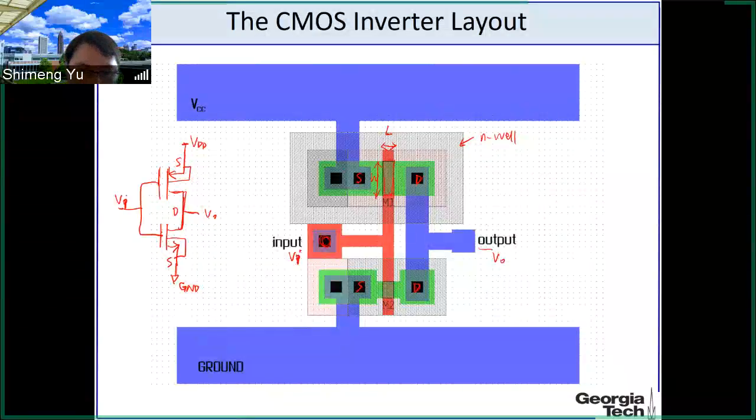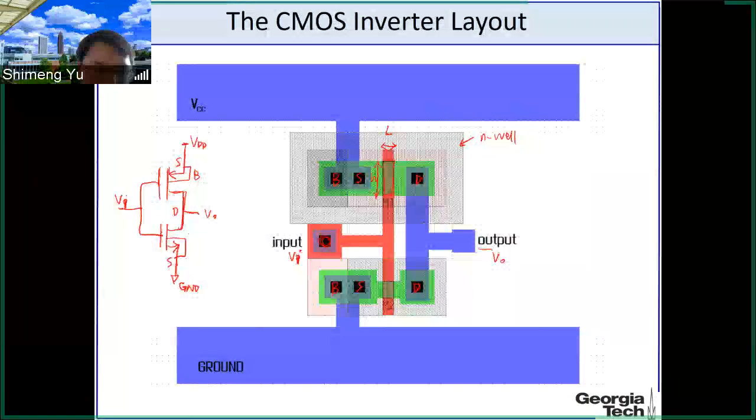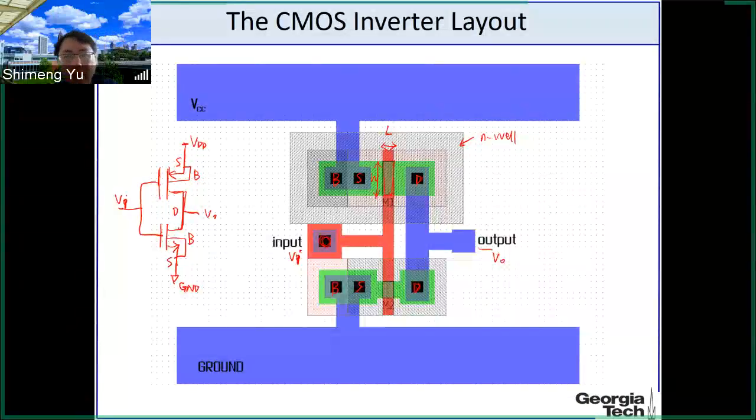So then this is a body contact, this body contact here, and body contact here. So basically, this is a one-to-one mapping from the circuit schematic to the physical layout. And also here we have the ground and the power supply.